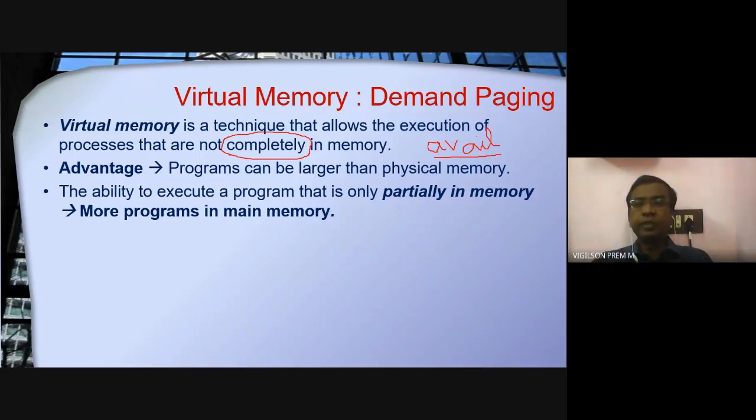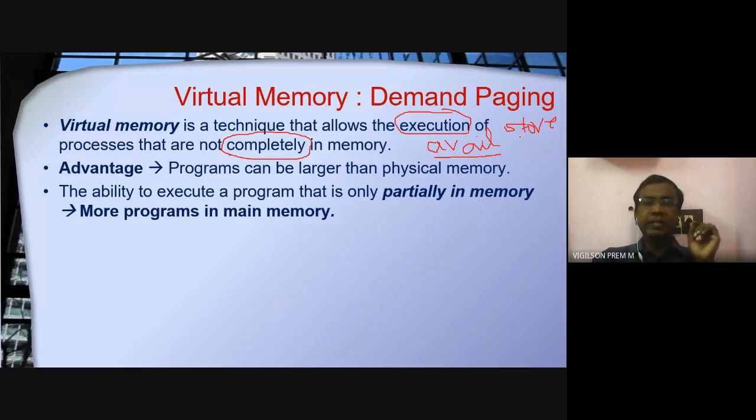I have used the word execution. We are talking about only execution, not storing, because storing is not our aim. We are not just storing our process in the main memory. We are transferring the pages from secondary to main memory only for execution, because the CPU will take only the partitions that are available in main memory. So execution is possible even if you have only a few partitions in the main memory. Very important first point.